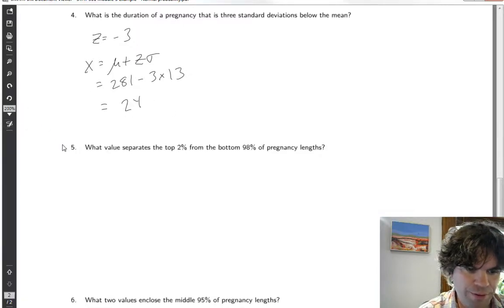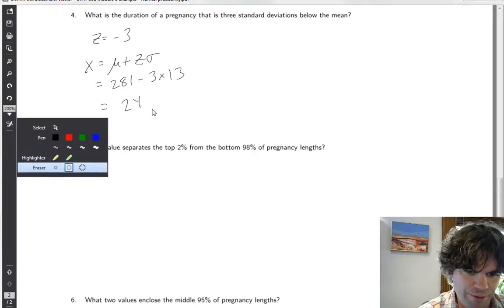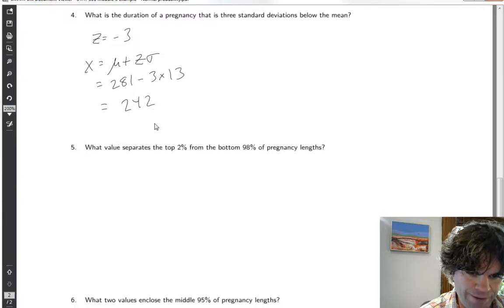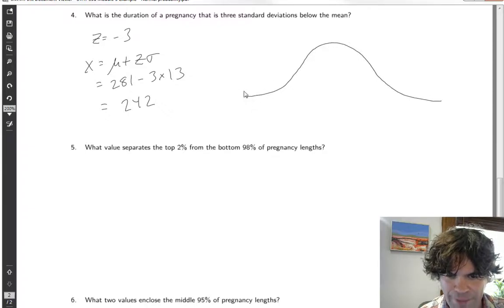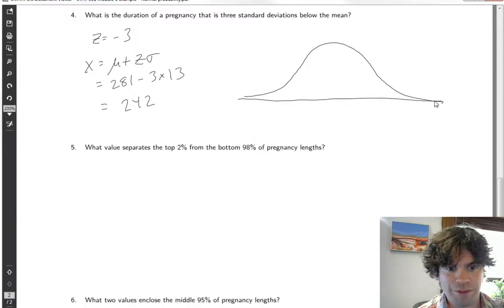And that's 242. I'll draw my 4 a little better. Okay, 242, and I'll just draw that on our picture as well. In this case, we don't need the app for this one. We don't need to assume a normal distribution to do this.